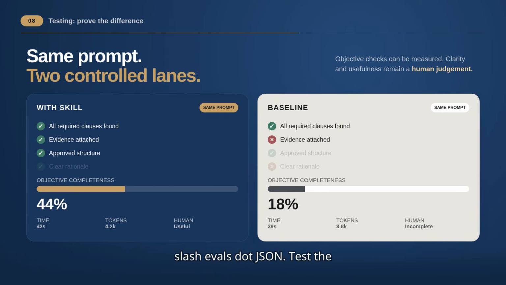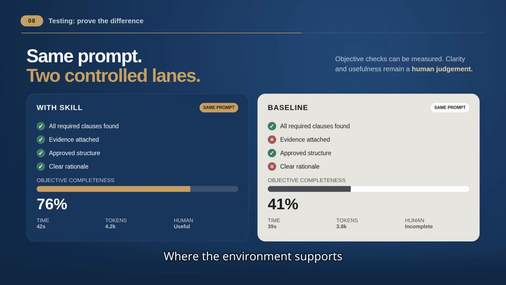evals/evals.json. Test the situations the skill is likely to face, including edge cases. Where the environment supports independent agents, run each prompt in 2 lanes at the same time, one with the skill and one baseline without it. For an existing skill, the baseline may be the old version.